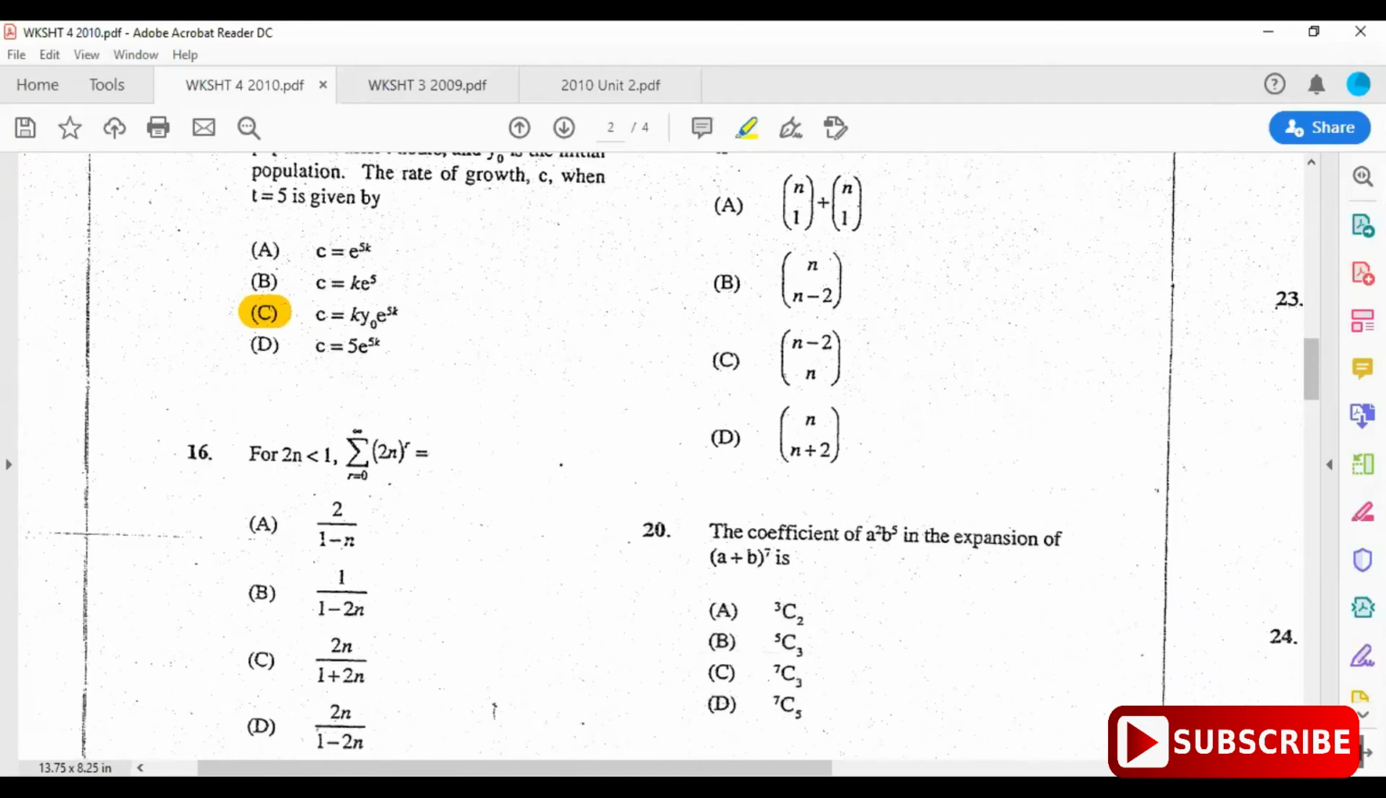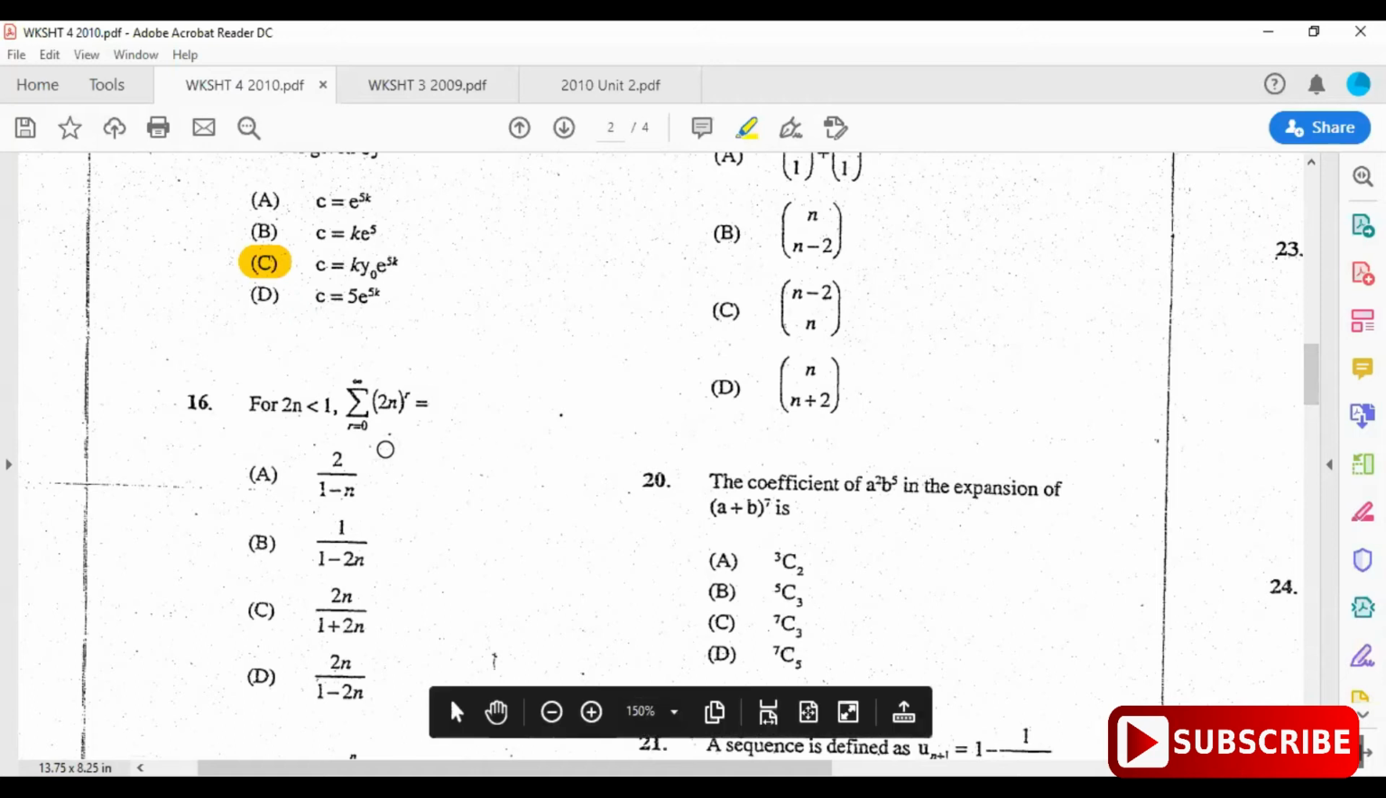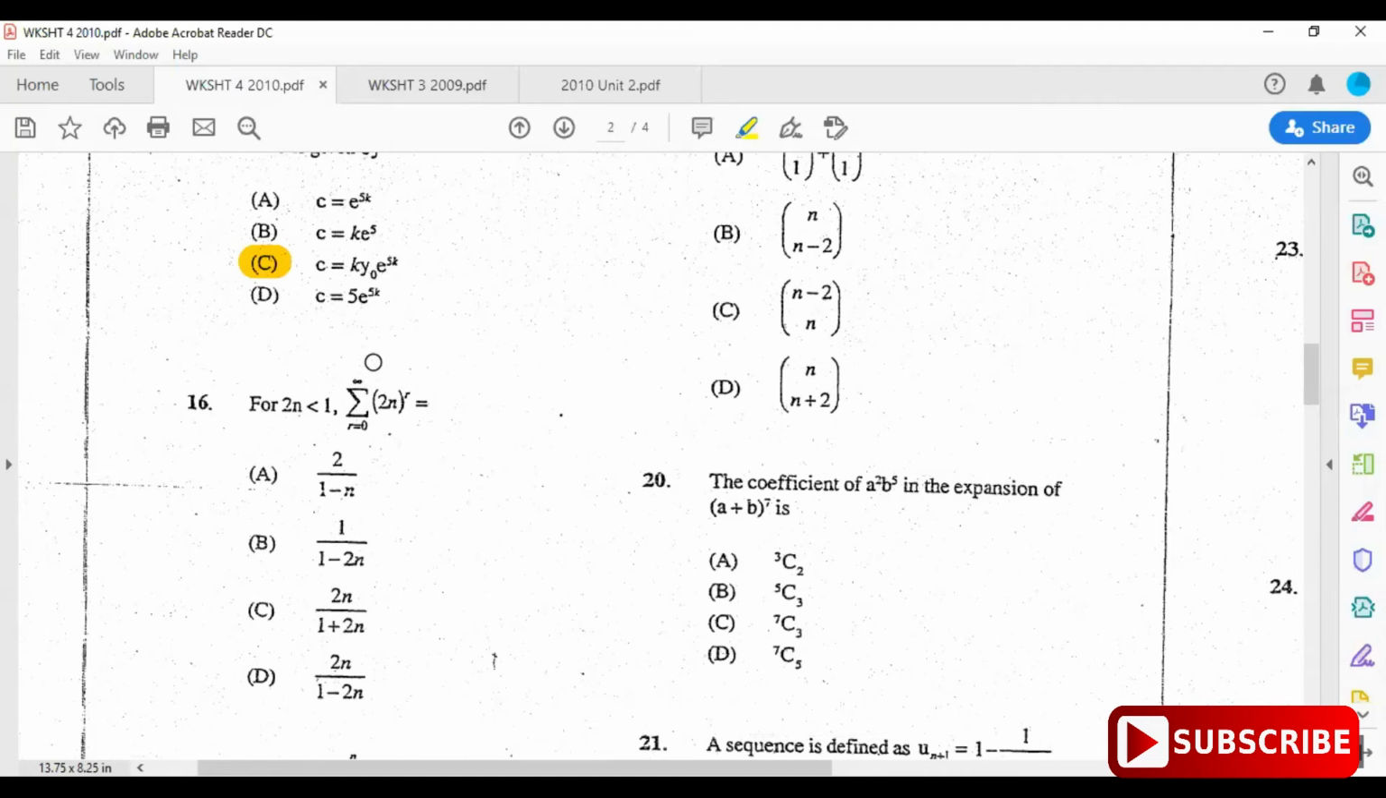All right. Now look at this question. So now we're out of module 1 and we're into module 2, so we're into sequence, series, and approximation. Now this question says, for 2n to be less than 1, what is this sum? They're asking for the sum to infinity. Now the sum to infinity is a over 1 minus r.